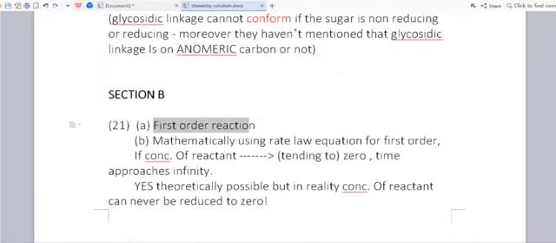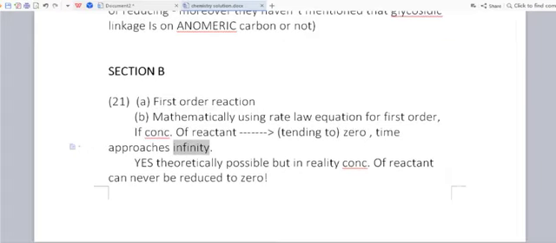Yes. Mathematically, using the rate law equation for first order kinetics, if the concentration of reactant tends to 0, the time it will take approaches infinity. So theoretically it is possible, but in reality the concentration of reactant can never be reduced to 0.